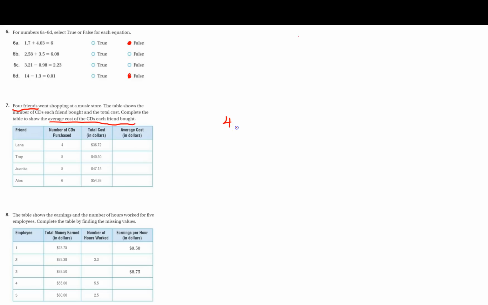So I'll do Lana here. She bought 4 CDs. The total was $36.72. So to find out how much each one of those CDs costs, I divide. So 4 can't go into the 3. 4 goes into 36 9 times. 9 times 4 is 36. Subtract gives me 0. Bring down, and I can bring my decimal straight up because there's no decimal out here.